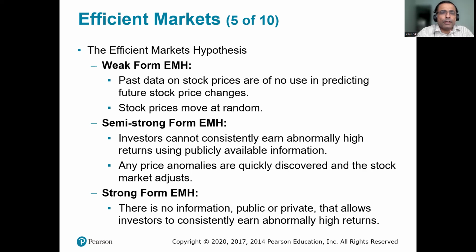Then we look at a semi-strong form of efficiency. It says that investors cannot earn abnormally high returns using publicly available information. The reason being that the publicly available information is available to all investors, and even if there is any price anomaly, they will use the information to buy and sell the stock, and that anomaly will gradually be reduced. So the actual return will gradually be similar to the expected return.